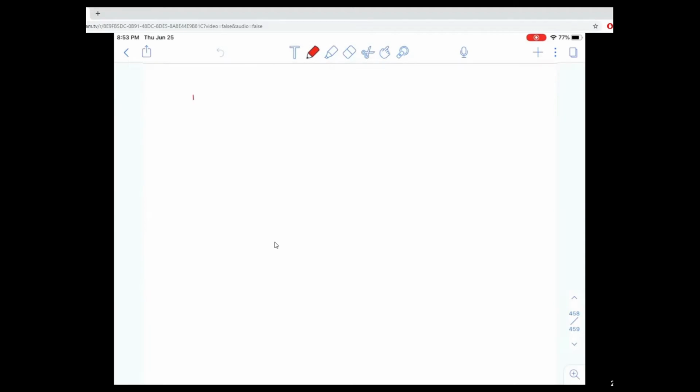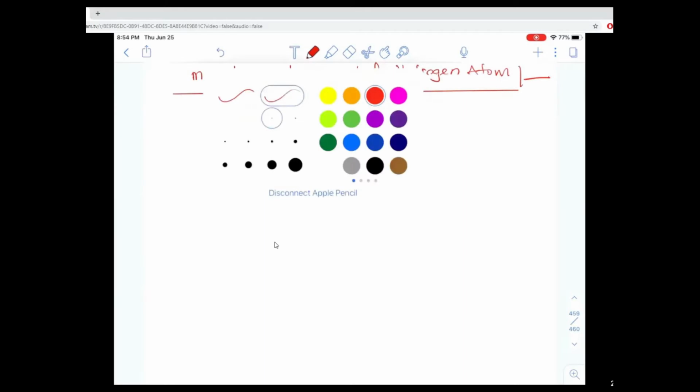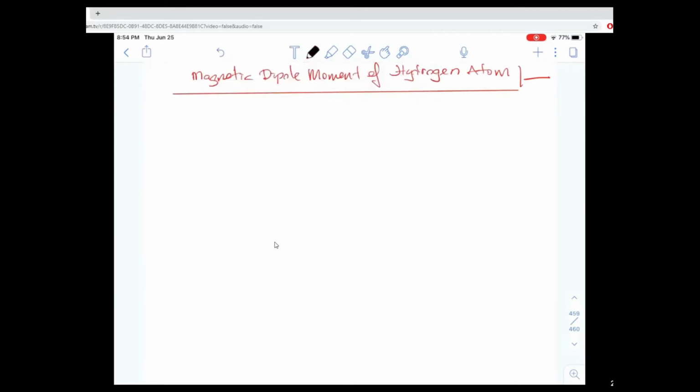All right, so the magnetic dipole moment of the hydrogen atom. This normally would be a test question. This would be an extra credit test question. Traditionally, at least by me, because I normally would teach modern physics right after this, I just want to make sure that everyone is prepped for it.